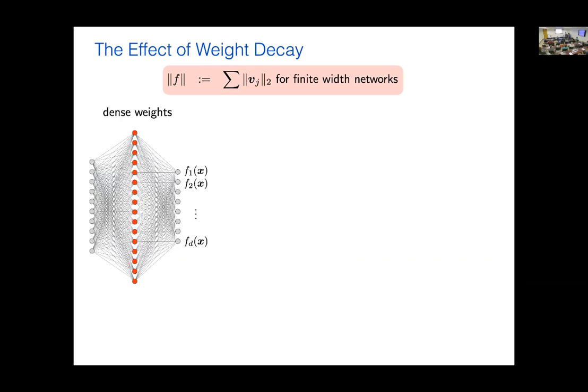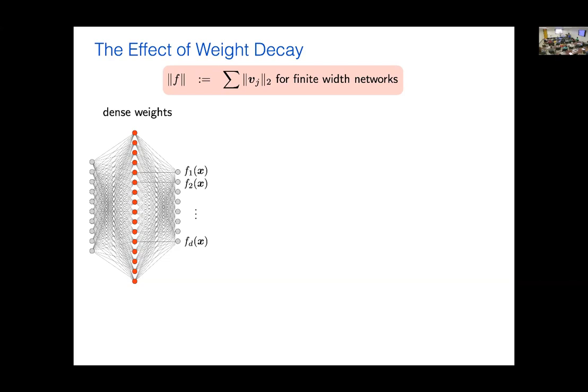Okay, so now let me say a little bit about the effect of weight decay. What is it doing? Some interesting things come out of this that maybe have practical significance. So here again is what weight decay is doing to the function. It's trying to make this norm, this variation norm, small.